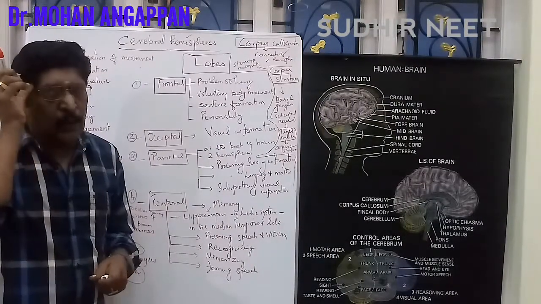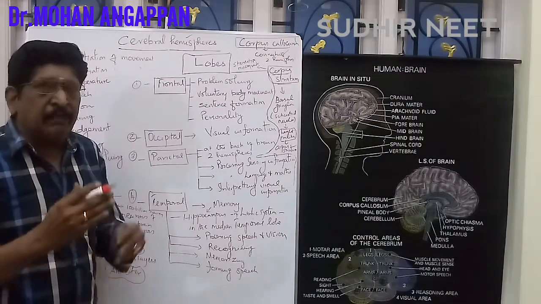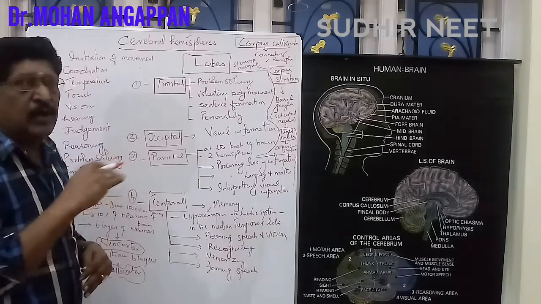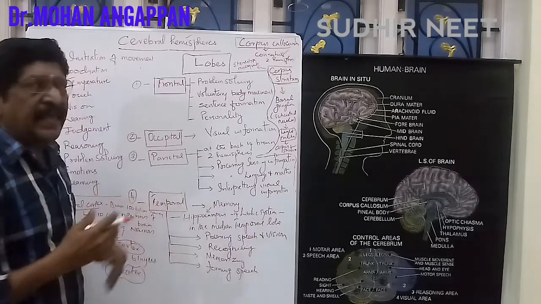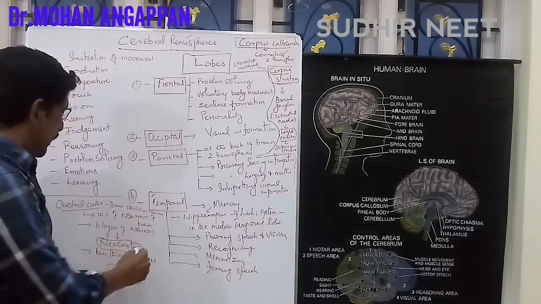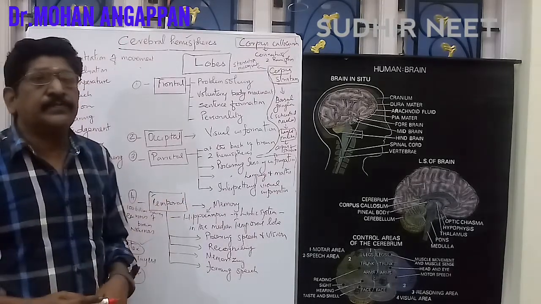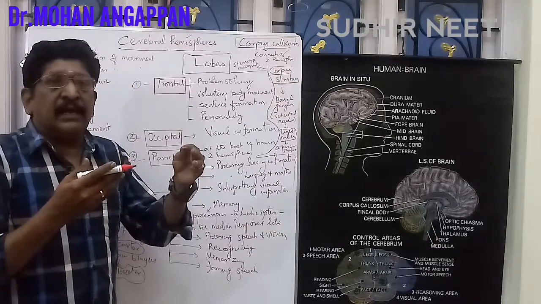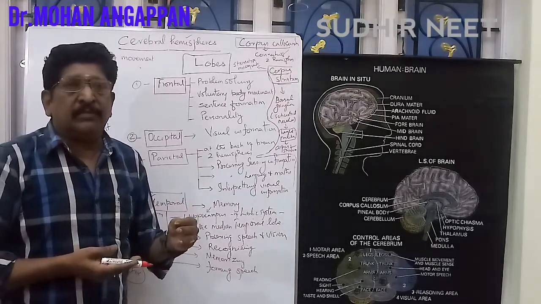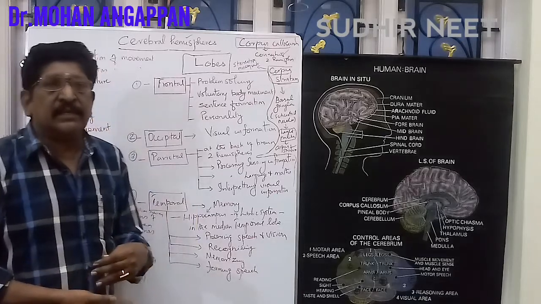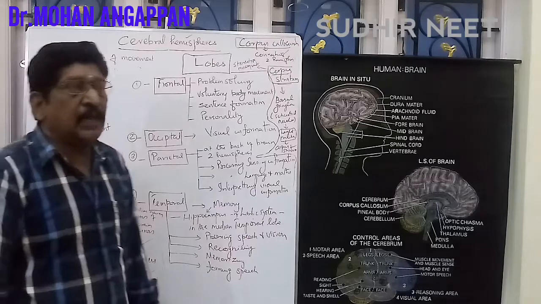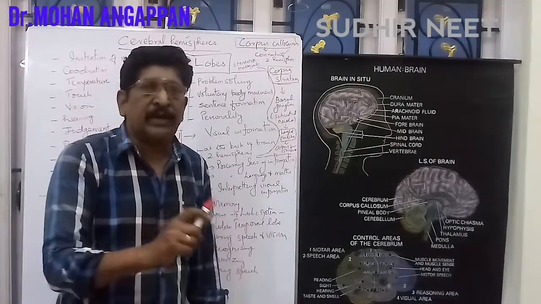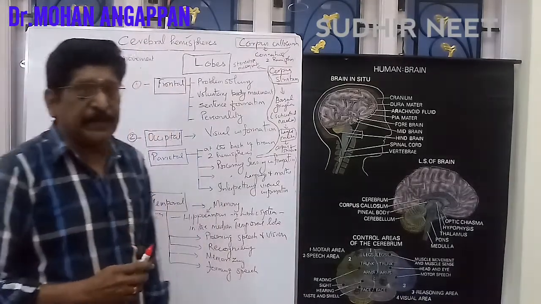Another thing you must know, the cerebrum is made up of 6 layers of neurons. If the cerebrum is made up of 6 layers of neurons, that is called the neocortex. If the layers of cerebrum are less than 6, that cortex is called the allocortex. So neocortex and allocortex you must differentiate.